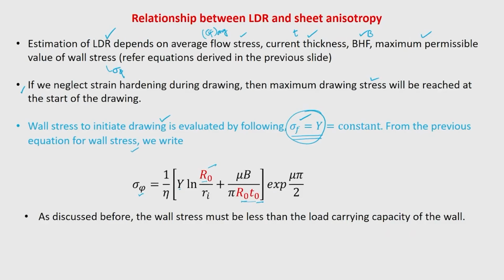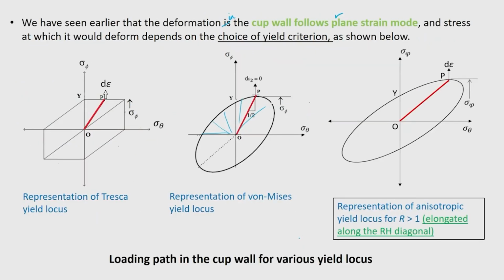So we know that this cup wall stress should be less than the load carrying capacity of the wall. If that is the situation, then your cup wall should deform in plane strain mode of deformation, and it has to reach that particular value of stress, and that depends on what choice of yield function you have. Whether you choose Tresca or von Mises or any anisotropic yield function, yield locus. So it depends on that yield locus, which is going to tell you when that critical point is reached for this sigma phi.